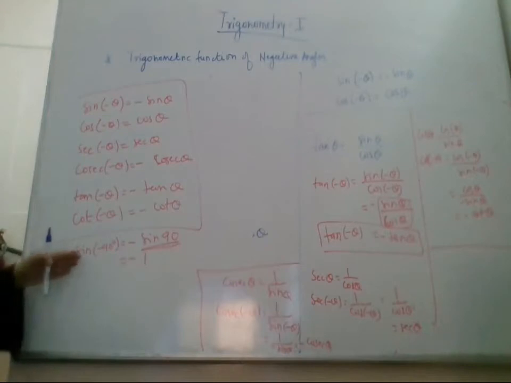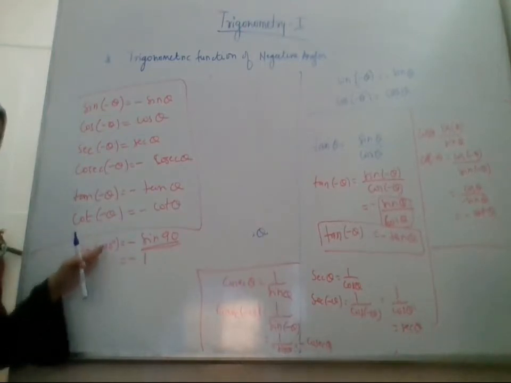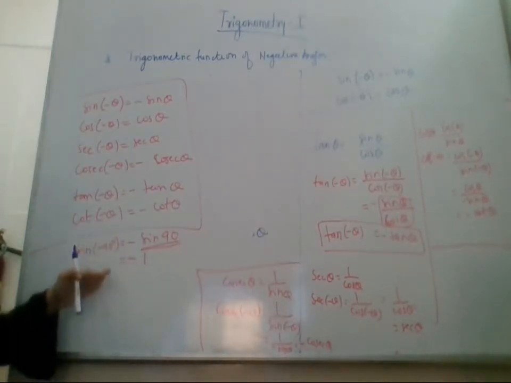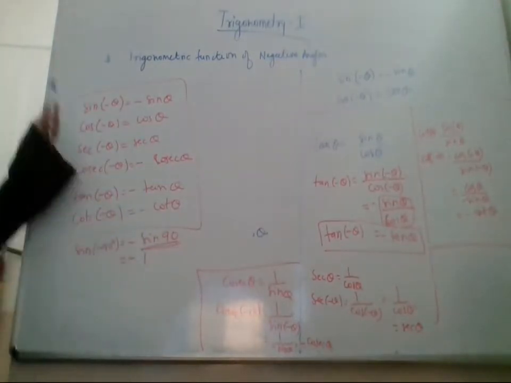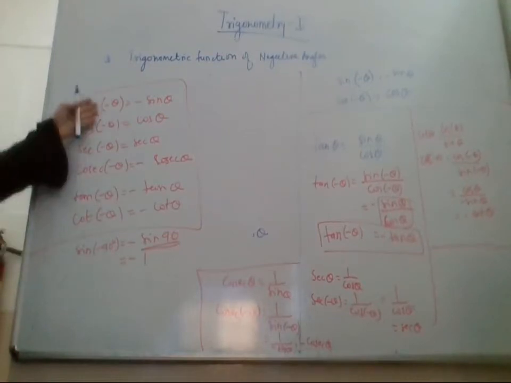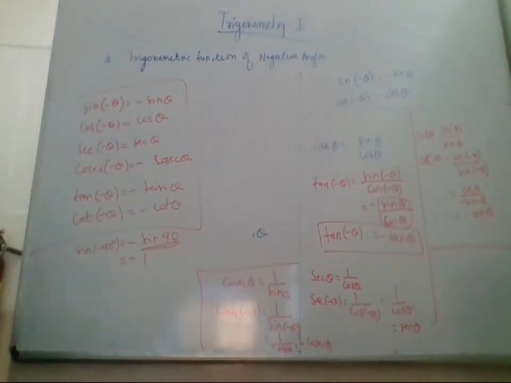So in this case, you don't need to find the value of sine minus 90 directly. It is the same as minus of sine 90. So these are the values of trigonometric functions when theta is negative.